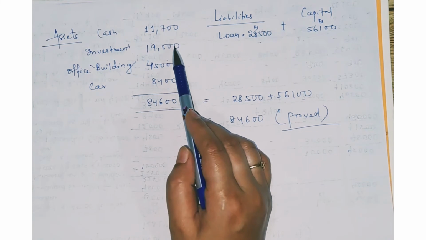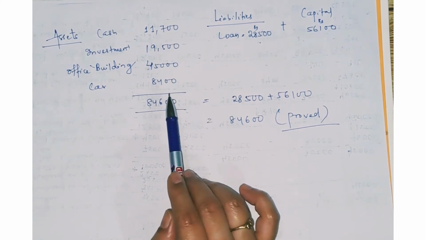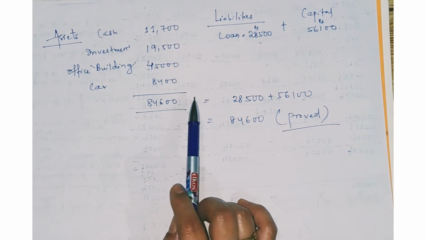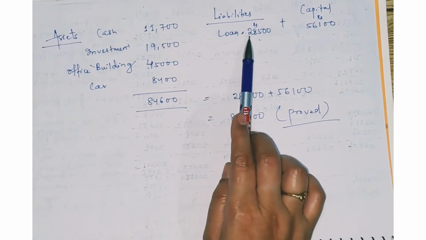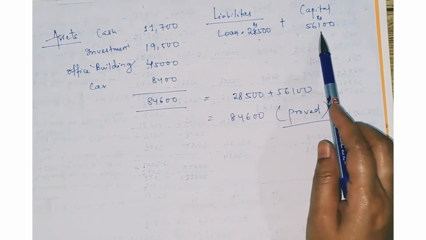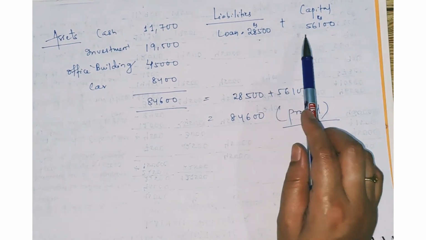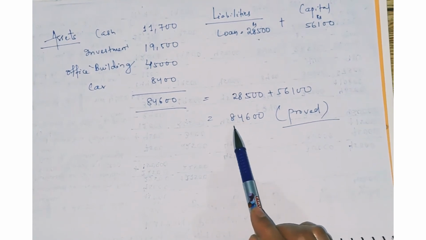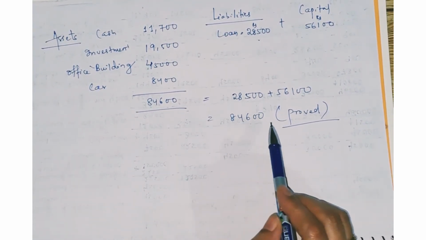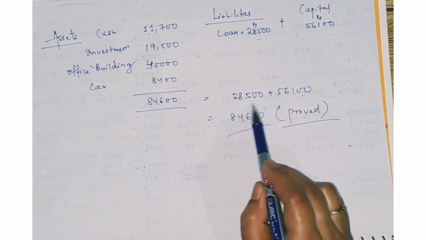Now adding these four items, we get 84,600, and our liability is only loan of rupees 28,500 and capital is 56,100. So on adding both these items, we get 84,600. So asset is equal to liability plus capital is proved here.